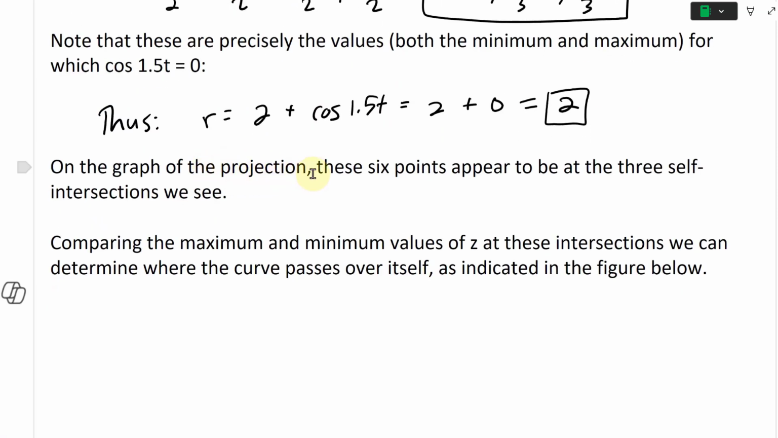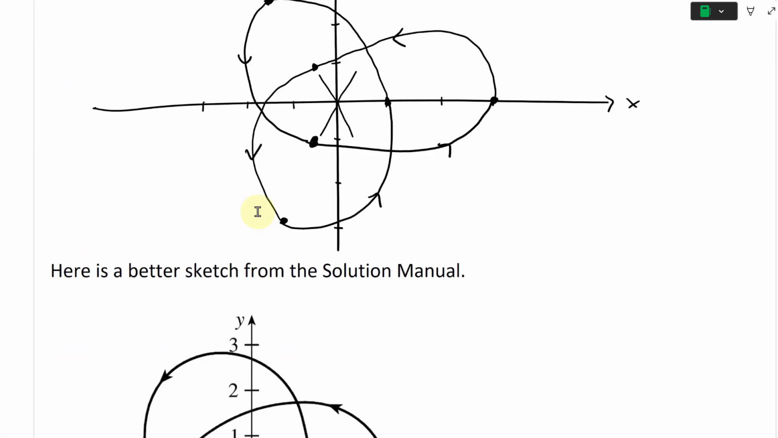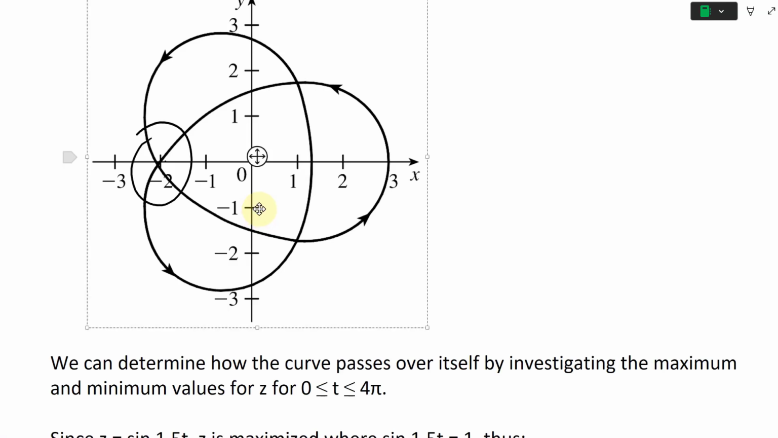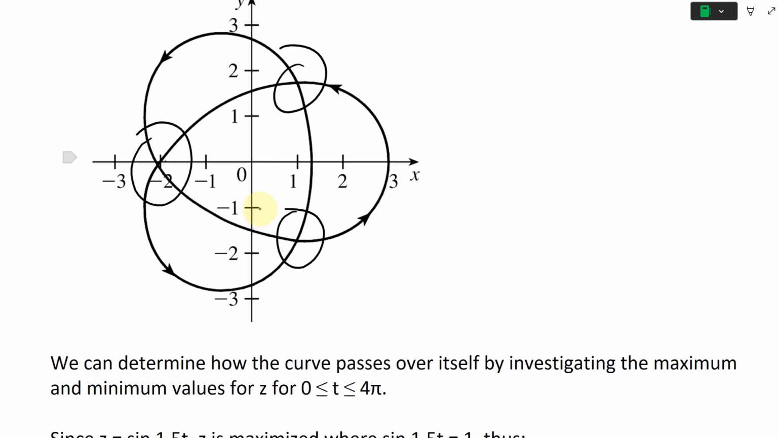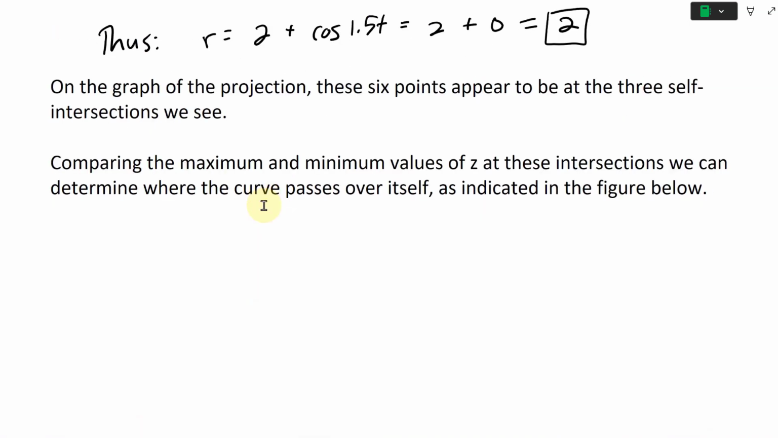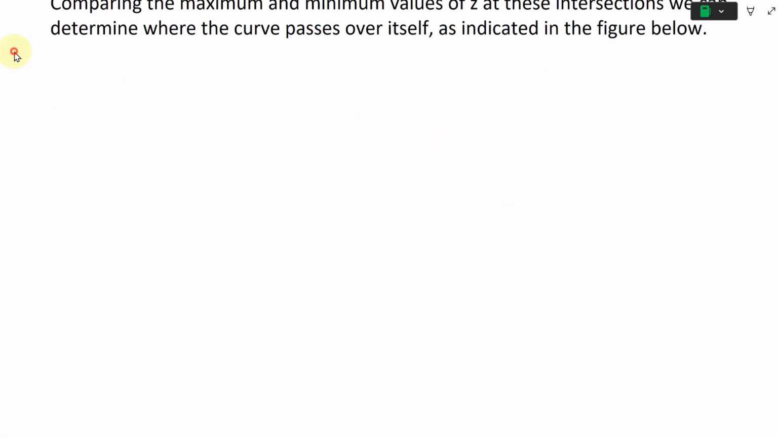So on the graph of the projection, these 6 points appear to be at the 3 self-intersections we see. And again, that's at this point, and this point. That's roughly where it is at distance r is 2. So roughly where r is equal to 2, roughly there. So those are the points, and then we could determine where the t corresponds and which one's below and which is above. So comparing the maximum and minimum values of z at these intersections, we can determine where the curve passes over itself, as indicated in the figure below.